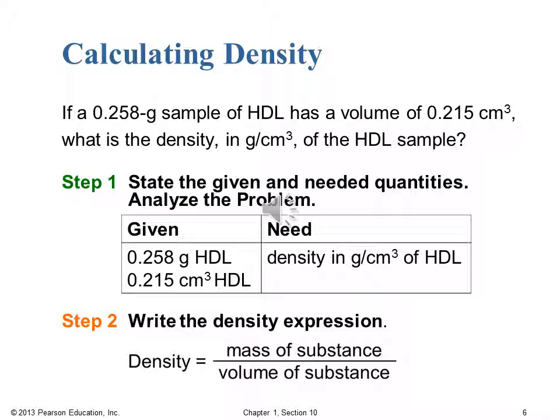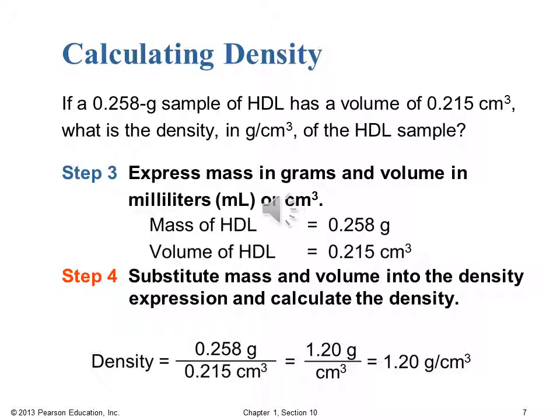So step 2, we'll write that density expression. Density equals the mass of the substance divided by the volume of the substance. So in this case, we have the mass and volume in the correct units of the same substance. Moving on to step 3, we'll express the mass in grams and volumes in milliliter or cubic centimeter. Luckily, the question already gave us those in the correct units. We don't have any conversions to deal with this time.